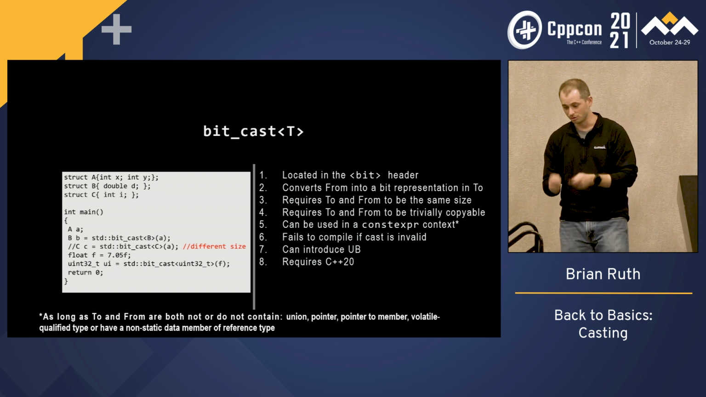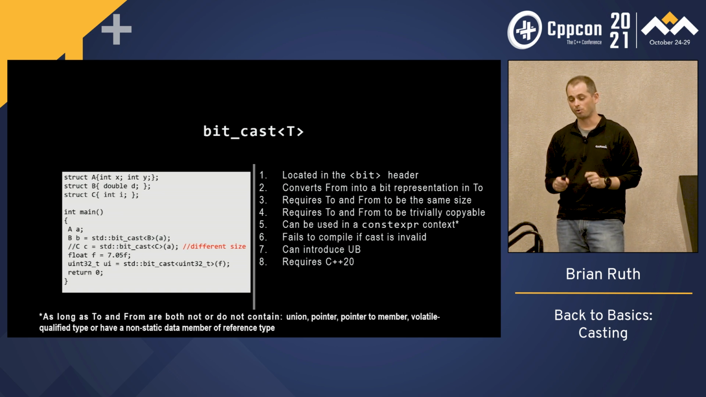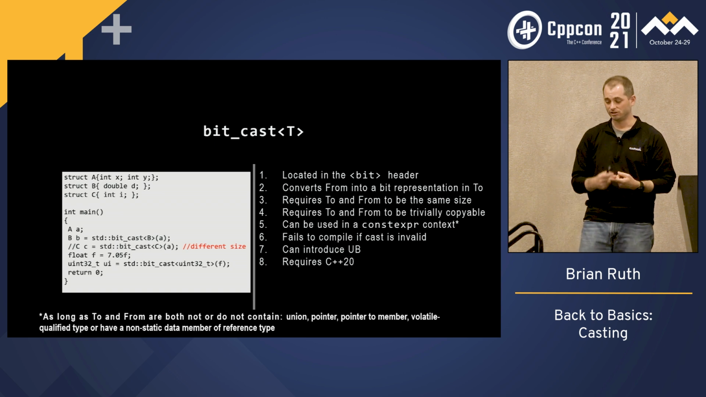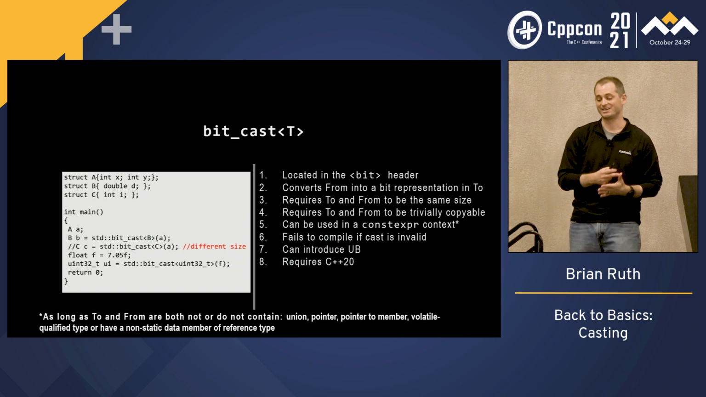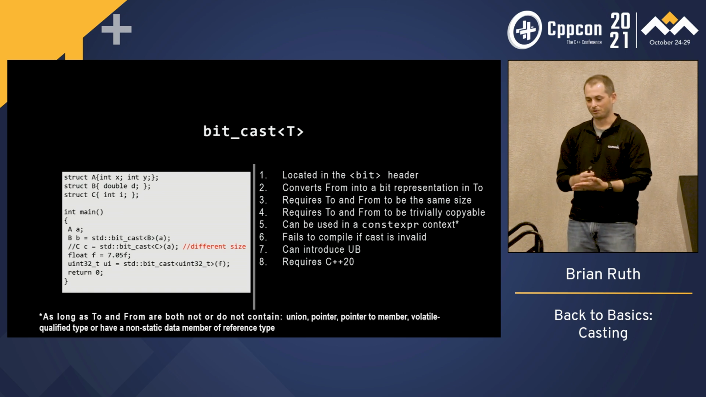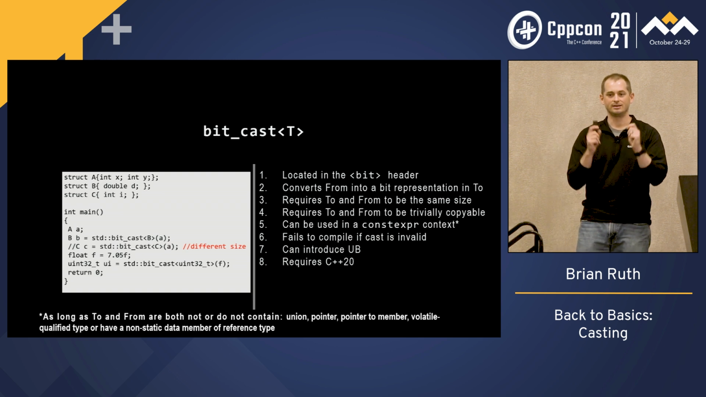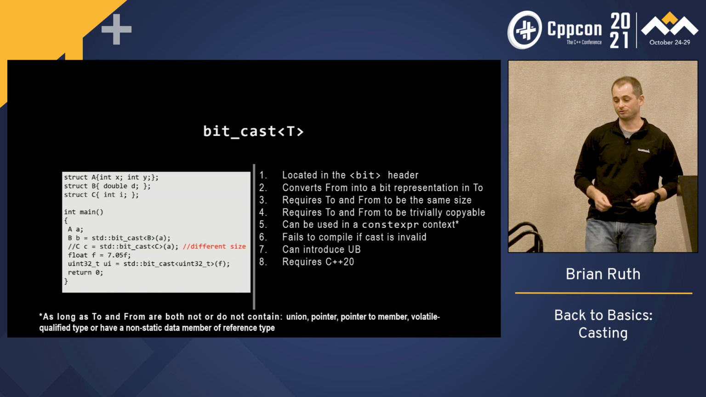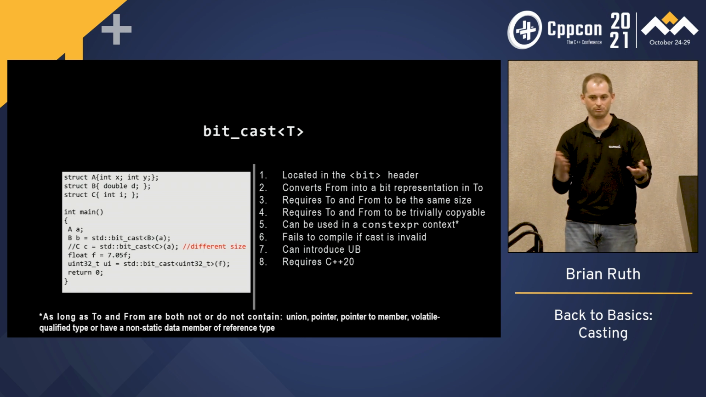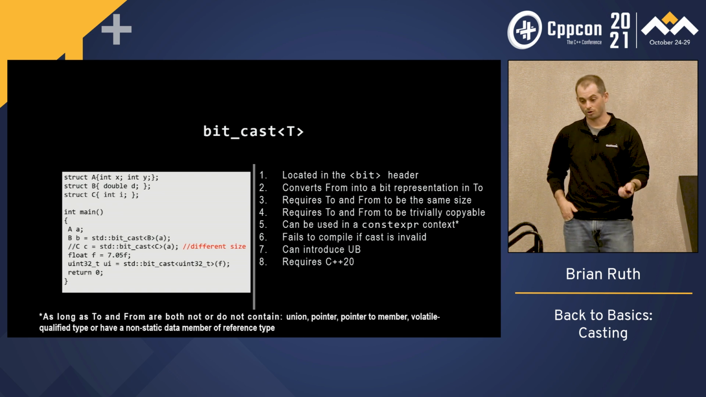Now, this can be used in a constexpr context, as long as to and from are not, and do not contain, a union, a pointer to member, a volatile-qualified type, or have a non-static data member of reference type. So the question initially was, can you bit_cast between pointers of two types? Yes, you can, because pointers are the same size, but you can't really do much with it because it's just a memory location. This also can introduce UB if you do something like that float there, and it requires C++20.